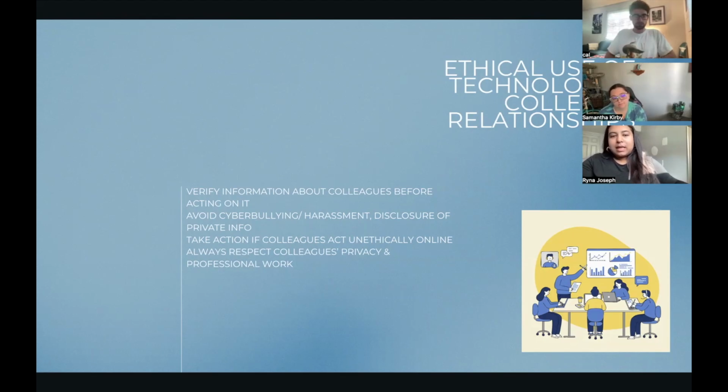And then if we notice that a colleague is acting unethically online, like posting confidential client information or simply behaving unprofessionally, we're expected to take the appropriate action that's needed. So this could mean consulting a supervisor or following agency procedures. And then lastly, we should respect colleagues' privacy and professional work, both on social media and in digital spaces, the same way we would in person.